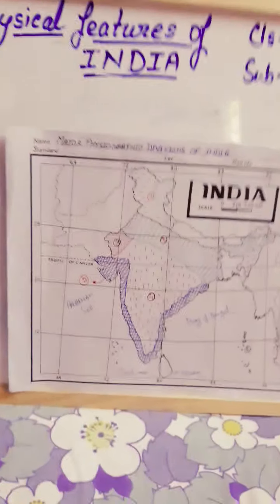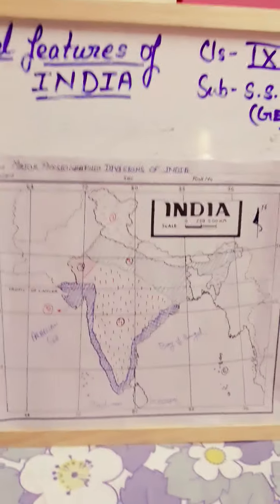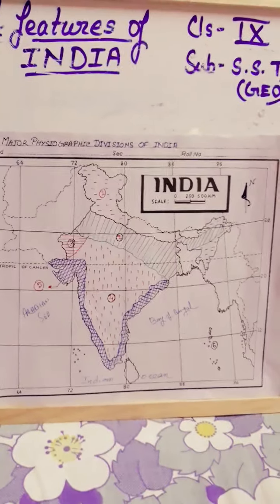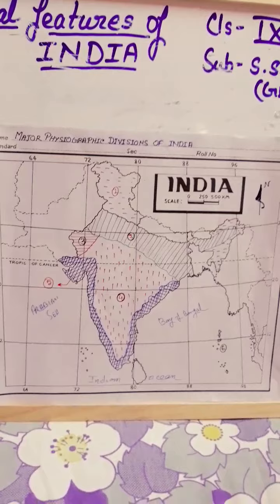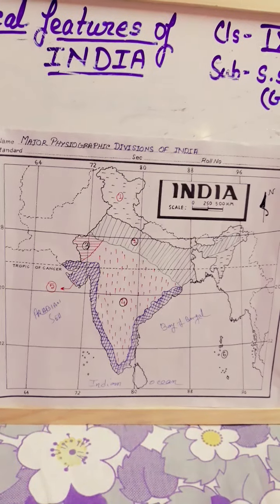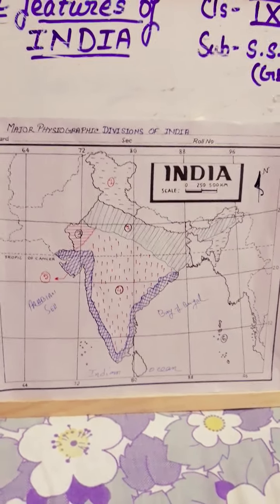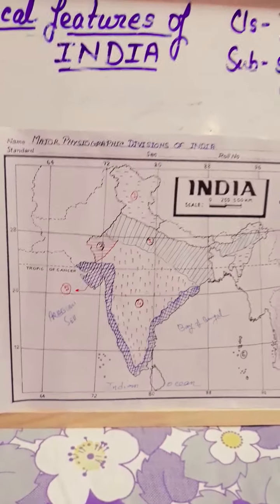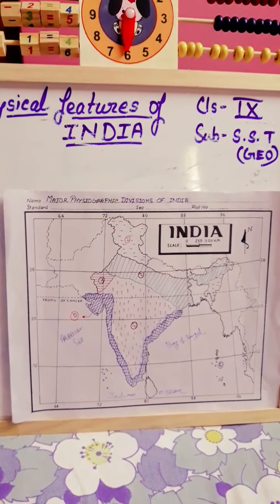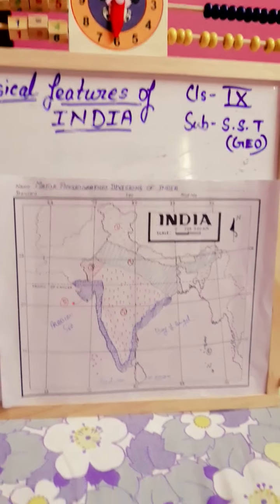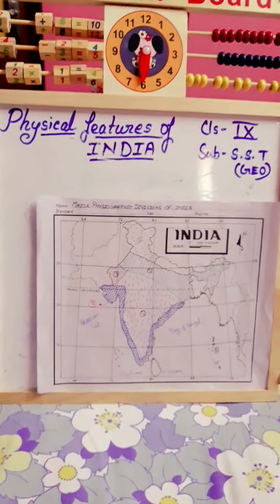Okay, now the physical features of India can be divided into 6 different categories. If it comes up in the exam, what are the major physiographic divisions, because there are many divisions, and if the question says to write the major physiographic divisions of India, then only you will write this type of division.